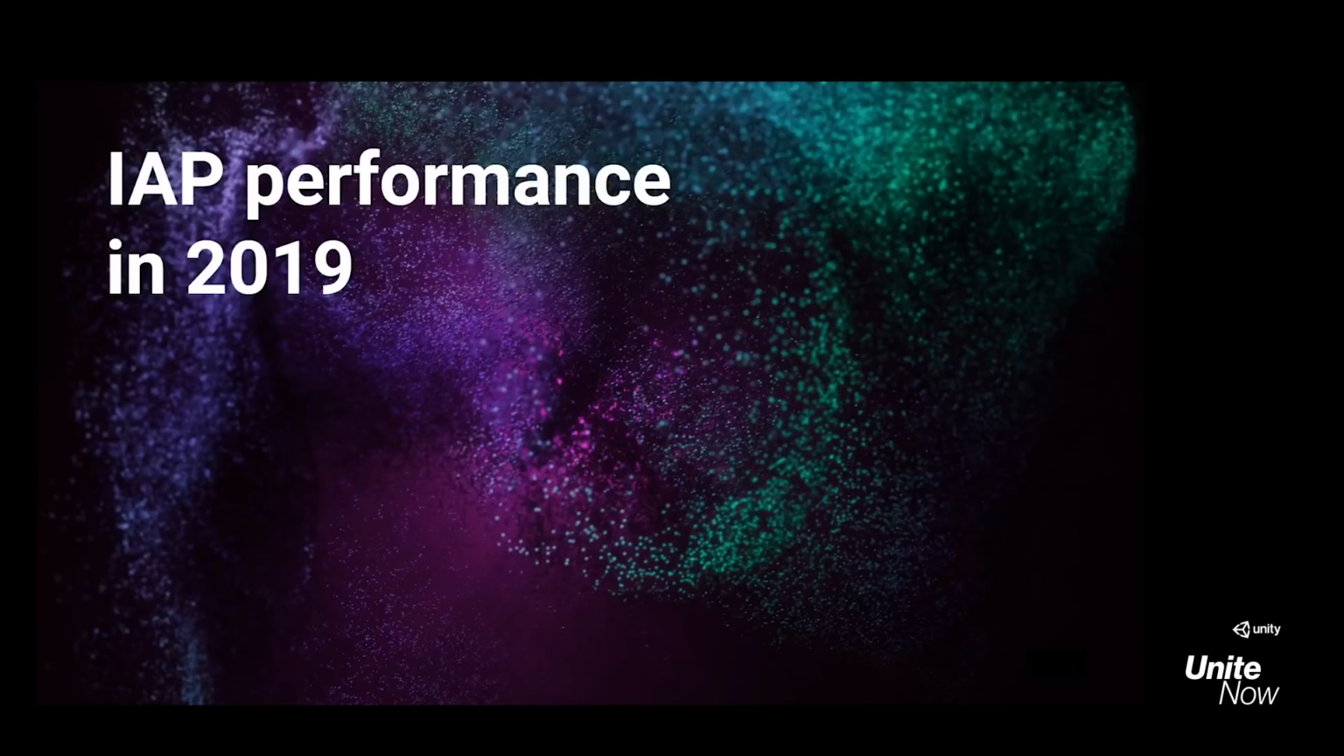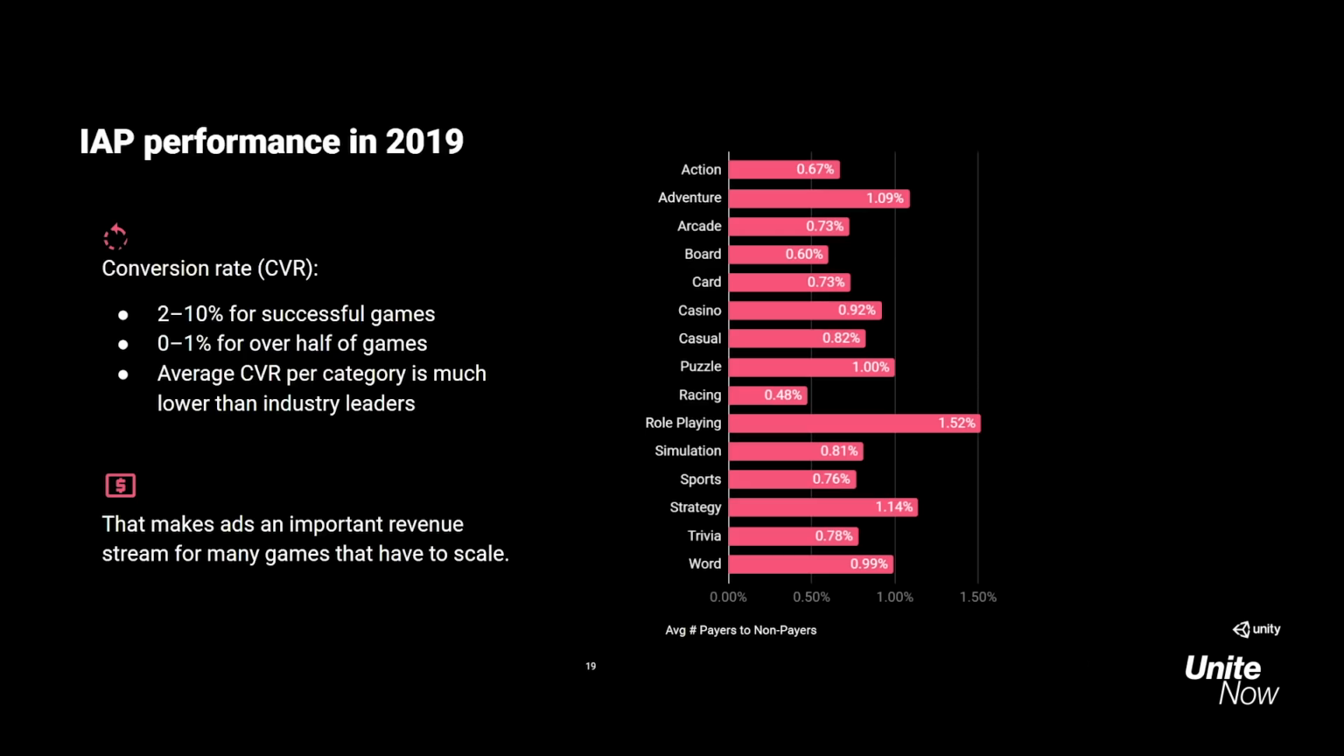All right, so let's talk about the other elephant in the room, which is in-app purchases. The percentage of payers to non-payers is known as conversion rate. Successful games boast conversion rates of 2 to 10%. These are games at the top of their charts. And to be honest, many games would be quite happy with a 3% conversion rate. When you get closer to that 10% number, you're in a really, really exclusive group.